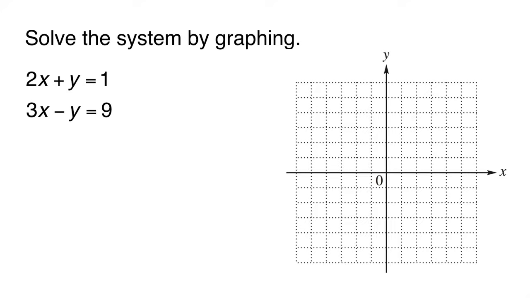Solve the system by graphing 2x plus y equals 1, 3x minus y equals 9. To solve the system by graphing, we need to graph both equations and then find the point of intersection, if one exists, between the two equations. To do that, let's find a series of ordered pairs to plot for each equation.